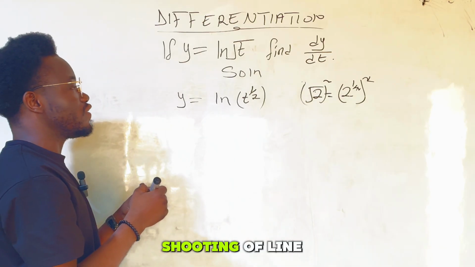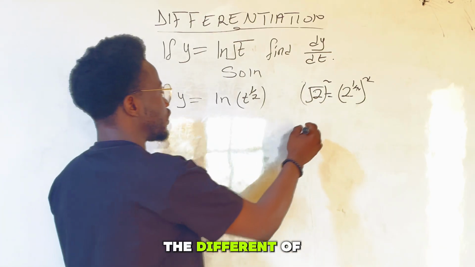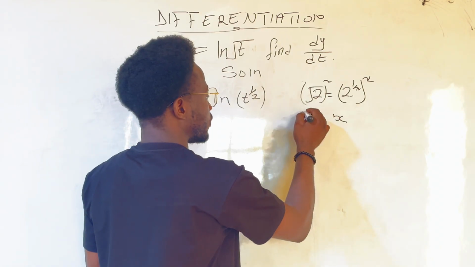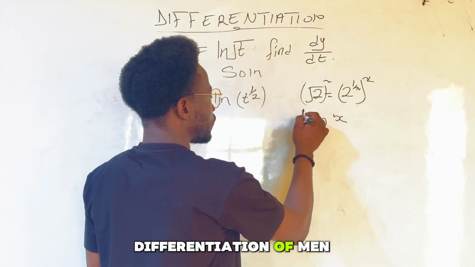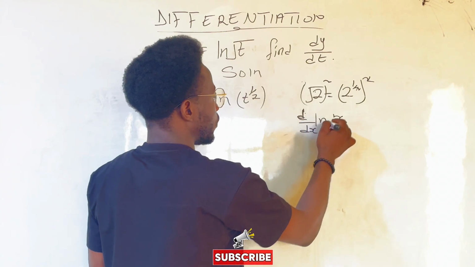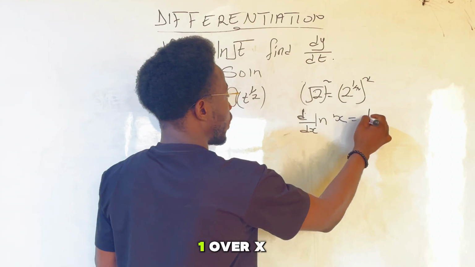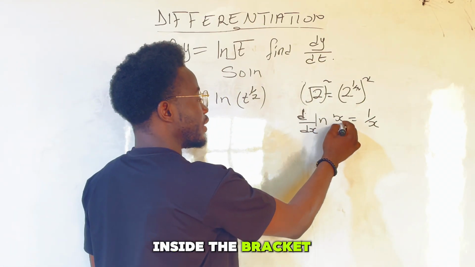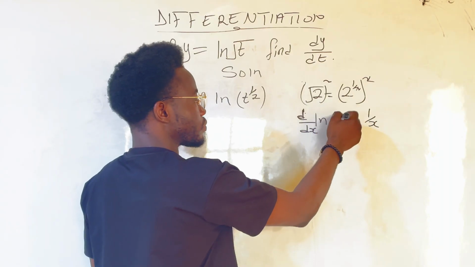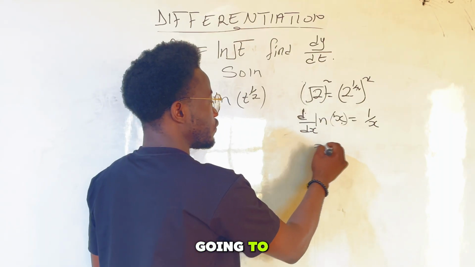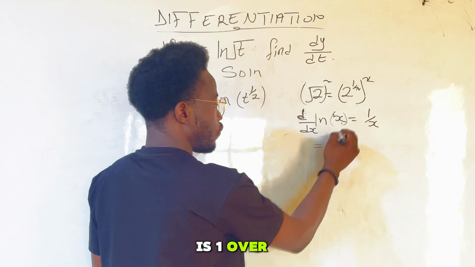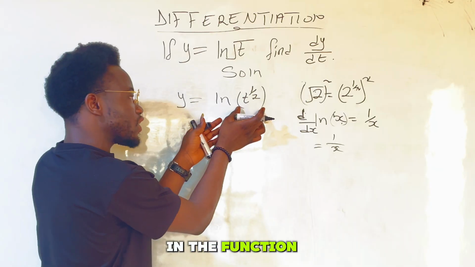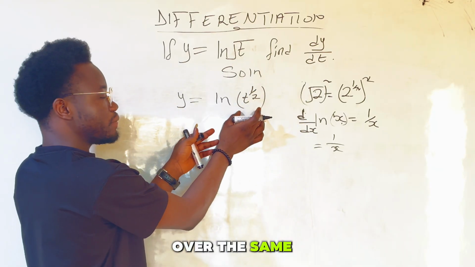Now, in differentiating ln, the differentiation of ln x with respect to x is equal to 1/x. What it means is that you differentiate what is inside the bracket over what is there. So it is going to be equal to the differential of x, which is 1, over x. I think we apply the same thing here. Differentiate what is in the function over the same thing.